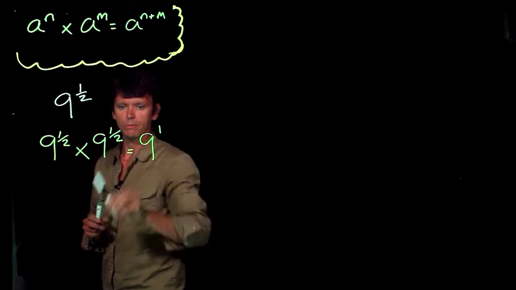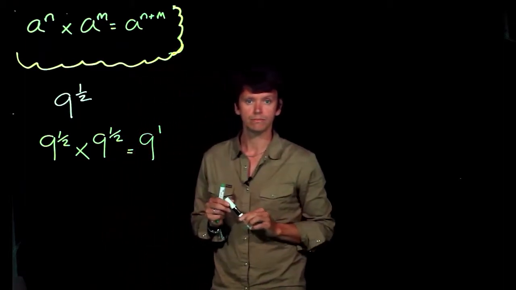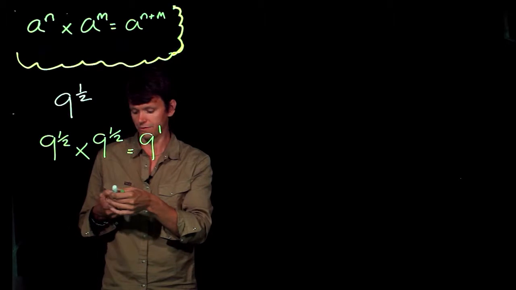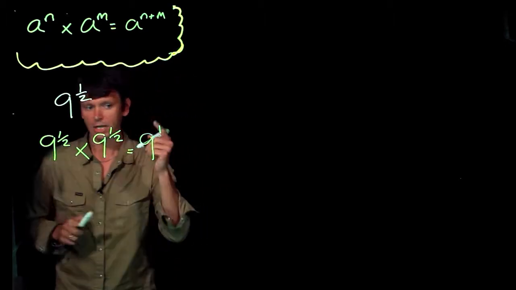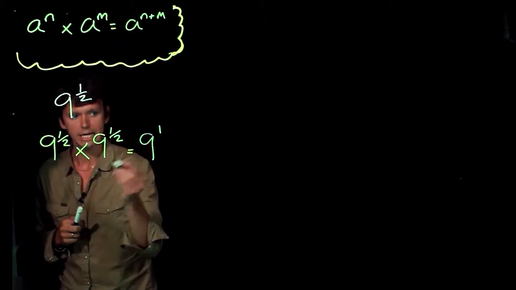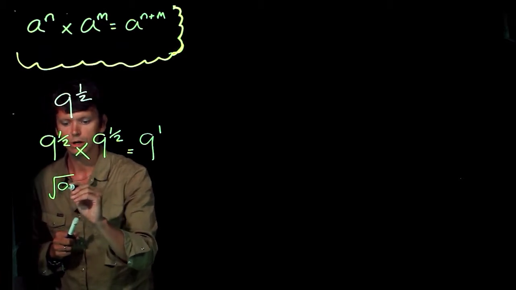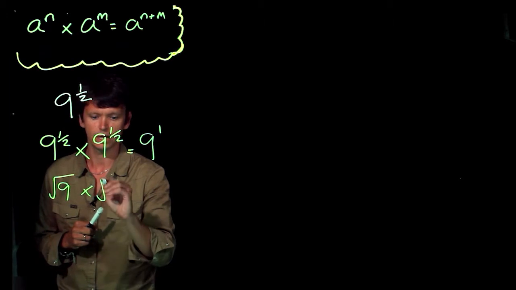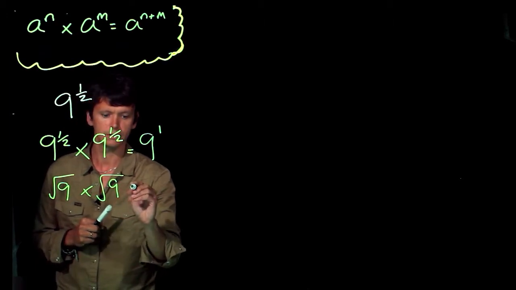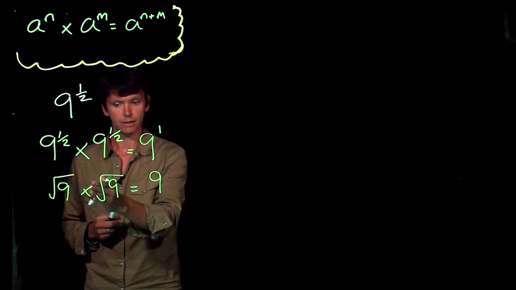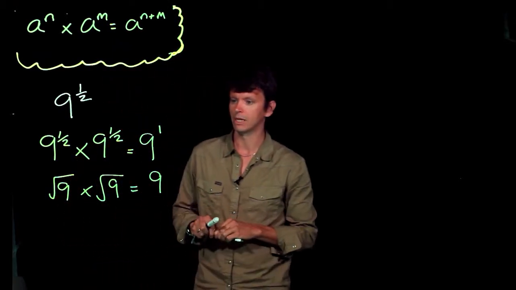So something multiplied by itself equals 9. Well, we know that that must be the square root of 9, which is 3. So we could say that the square root of 9 times the square root of 9 equals 9, or 3 times 3 equals 9.